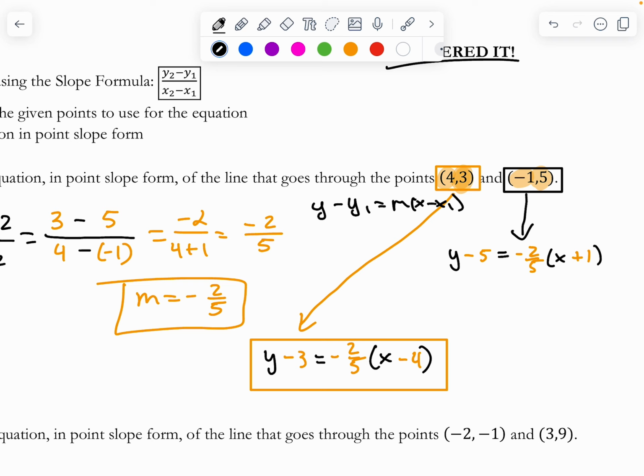And that's my second equation. Done. Those are my two answers, right? It looks really hard at first, but it's not. It's not too bad, right? It's just plugging in information that we know.